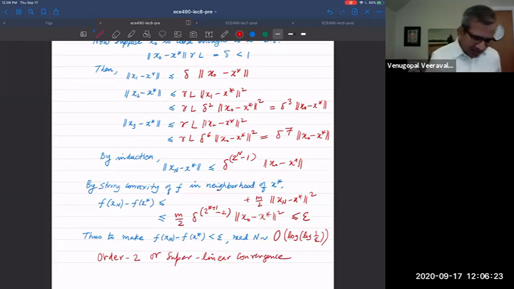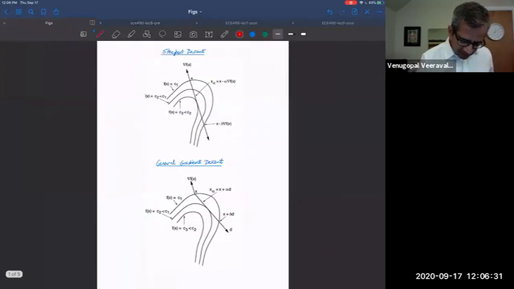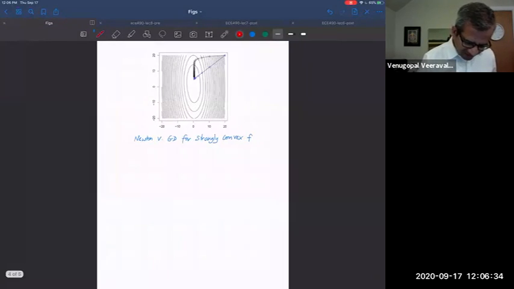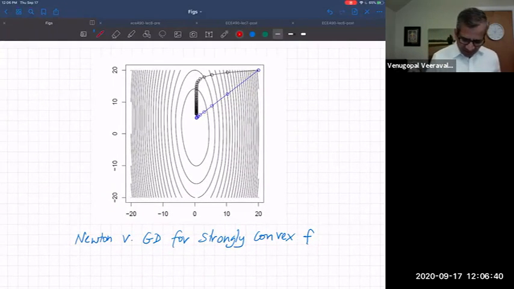Okay, and actually I can show you a plot from the book. So this is actually a strongly convex function to start with, not just around x star. It's strongly convex everywhere basically, and you apply gradient descent to it. If you apply gradient descent to it, you go this way, and as you get closer to the minimum, it kind of slows down. So you're taking a lot of iterations.